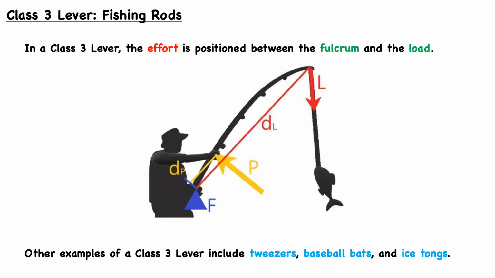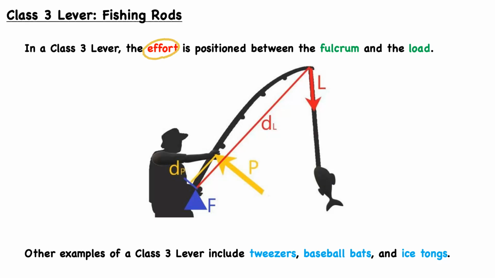And lastly, we have the final type of lever, which as you can expect is called a Class 3 lever. And in a Class 3 lever, it's the effort that's positioned between the fulcrum and the load. So each class of lever basically puts a different element in the middle of the other two. And a common real-life example of a Class 3 lever is a fishing rod. So again, Class 3 lever means the effort is in the middle.